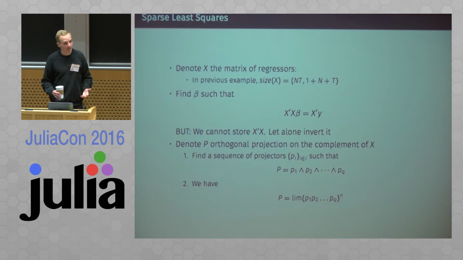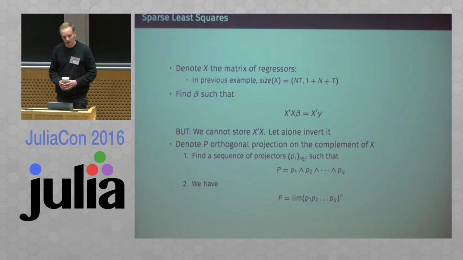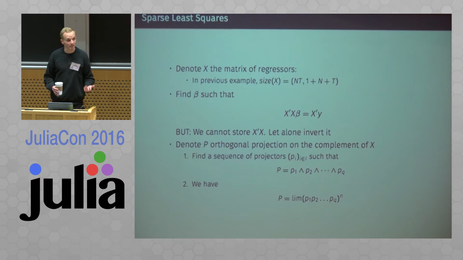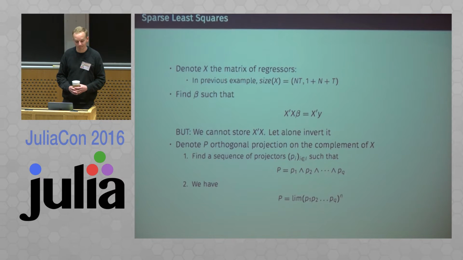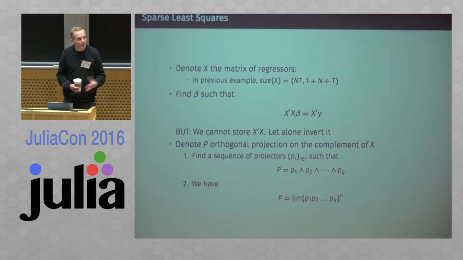So the difficulty is that we cannot form X prime X, because even if X is a sparse matrix, X prime X might not be a sparse matrix, and then you cannot form it, and of course we cannot invert it. So we need to do something. We need to use sparse least squares, and there are a lot of ways to do it.